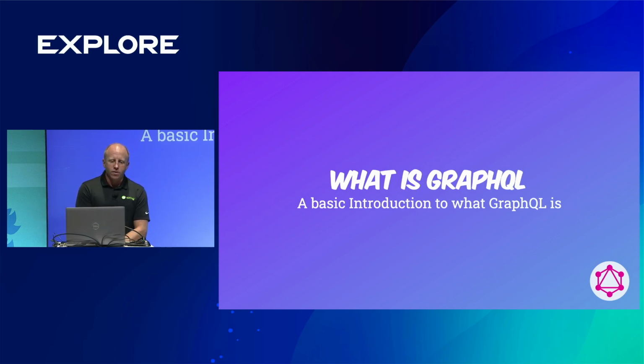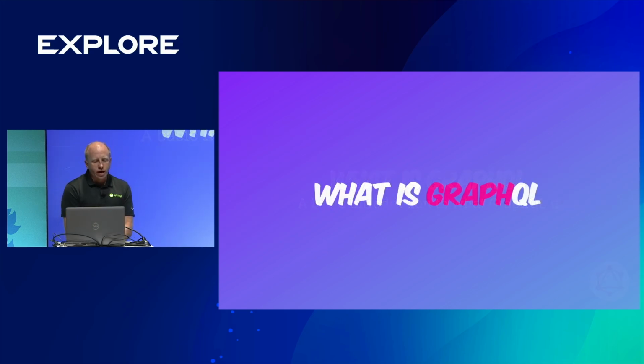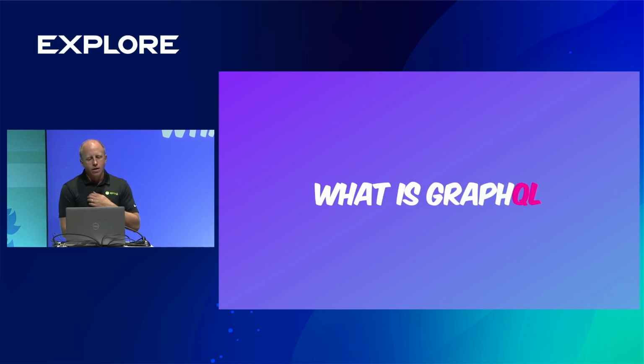Let's talk about what it is. It's an alternative to building APIs with REST, right? It starts with graph. It's graphs all the way down. We get to model our business domain objects as a graph all the way down. QL stands for query language. It's a way for us to access this data.